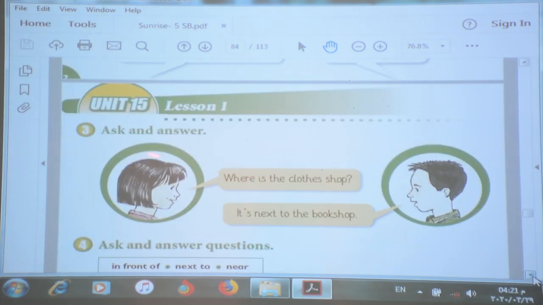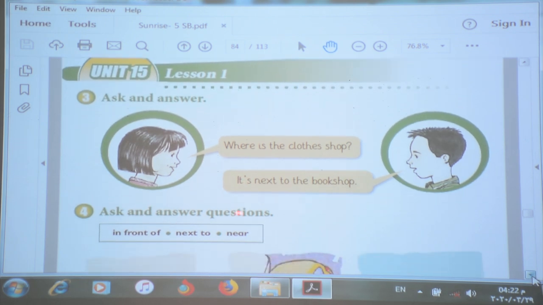Look here. There's an ask and answer. She asked, where is the clothes shop? She asked him, where's the clothes shop? He answered, it's next to the book shop. Next to the book shop.